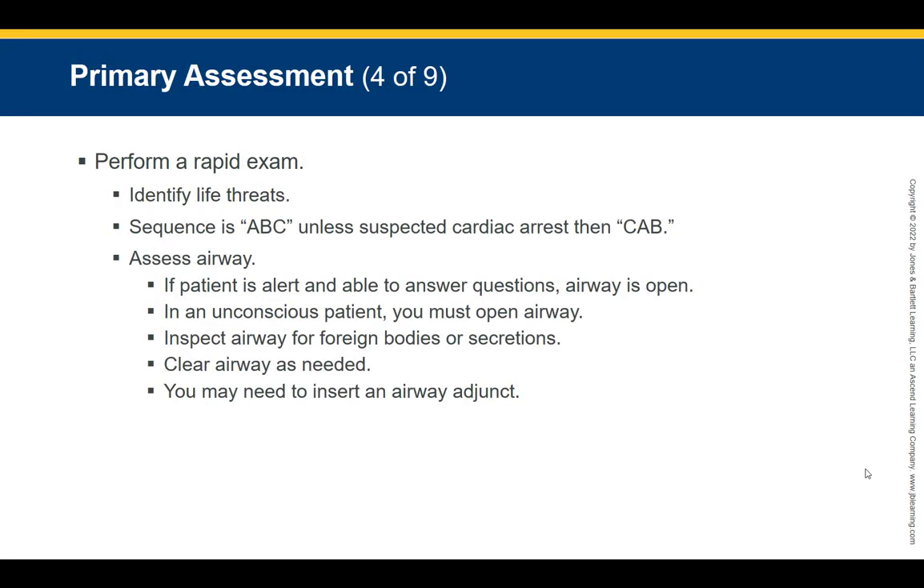Well, so what do we do? Very simply, we do ABCs. A quick head to toe. ABCs and a quick head to toe. Number one, I'm going to identify any life threats. Anything that's going to kill them dead, I'm going to fix it. And if there's a cardiac arrest, I'm going to do a CAB maneuver, right? I'm going to do circulation first. Otherwise, I'm going to do ABCs. I'm going to sing my ABCs while I'm doing my thing.